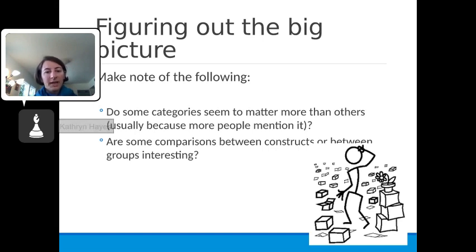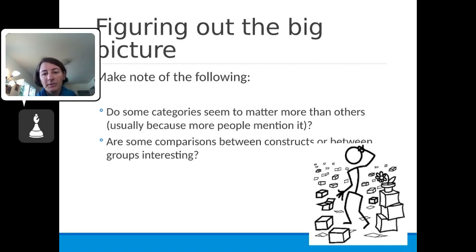So finally, make note of the following. Do some categories seem to matter more than others? In many cases, when you are using open-ended questions, it's often because more people mention it. So that's where it's sort of like, well, 6 out of 9 people talked about this category, only 3 out of 9 people talked about the other one.